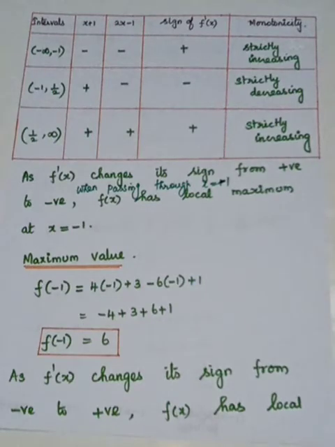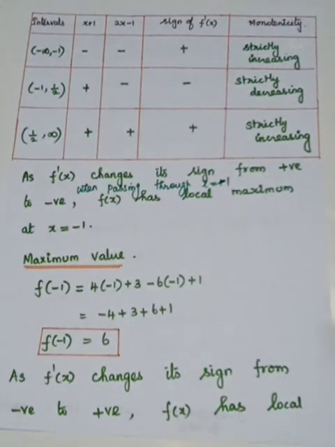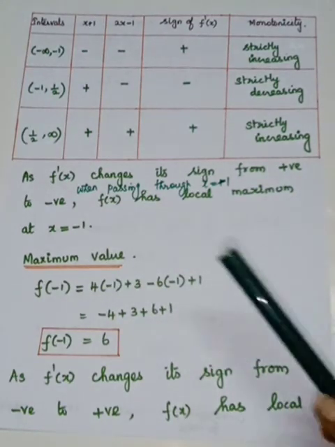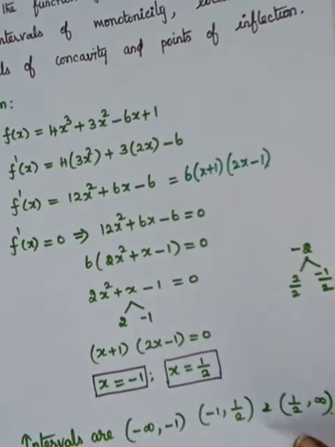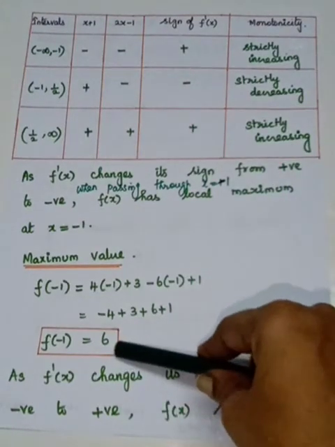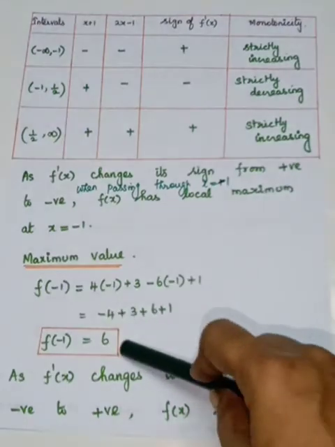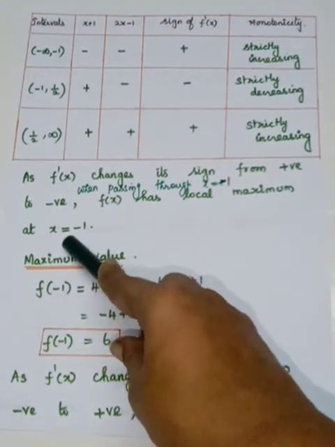So next we have located where the function has local maximum. At what point? x is equal to minus 1. You have to find the maximum value, that is the y value. So x equal to minus 1, you have to substitute in f of x. Okay, so f of x, if you substitute minus 1, you will get the answer as 6. So the maximum value is 6, which is obtained at x is equal to minus 1.